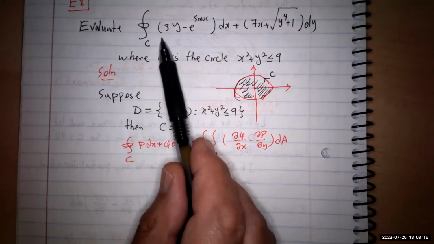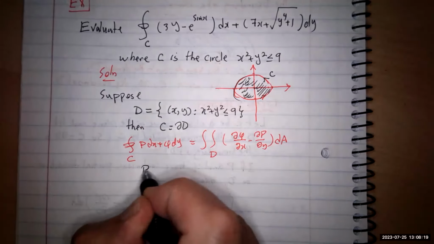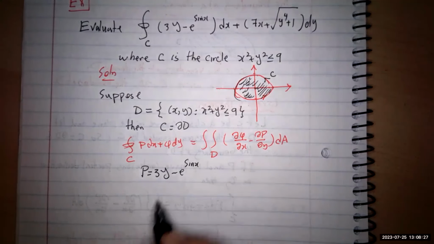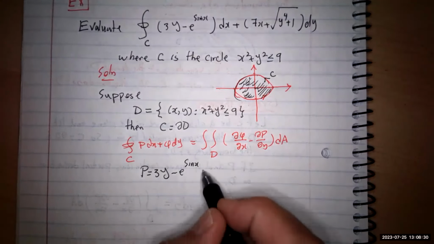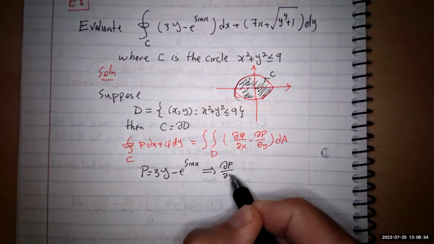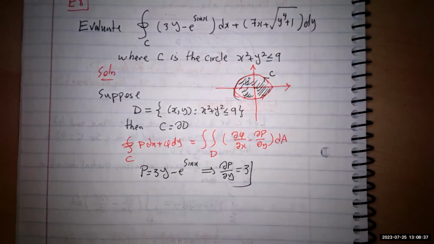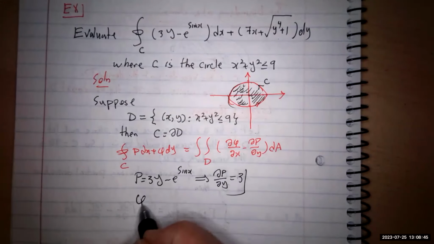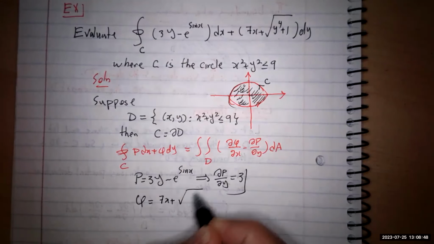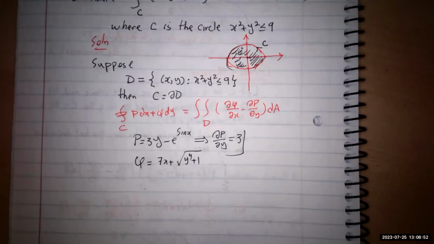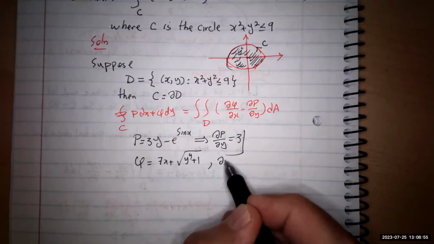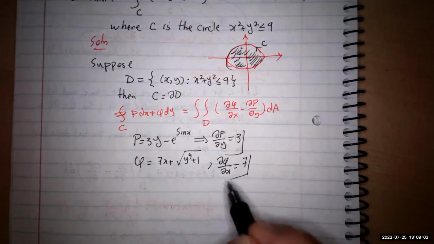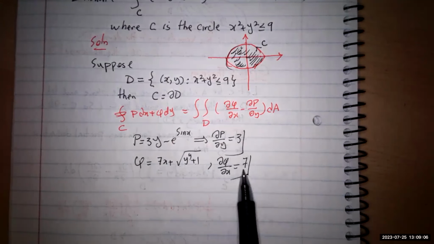So you have to work on this part. Your P function is going to be 3y minus e to the sine x. In the case of the P function, you need ∂P/∂y. The derivative of this function with respect to y is simply 3. Your Q function is the second one: 7x plus the square root of y to the 4 plus 1. If you differentiate this with respect to x, what are you going to get? For ∂Q/∂x, this part's derivative would be 0, so the derivative is 7 only. The difference would be just a number.